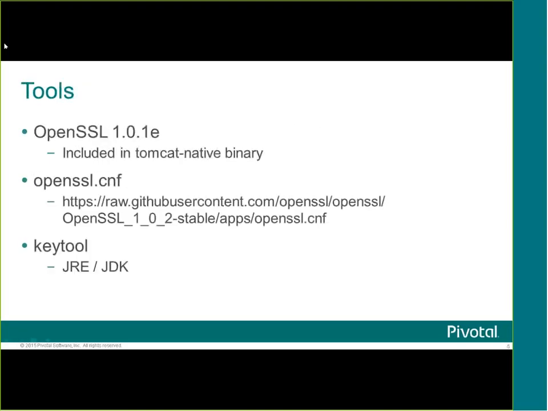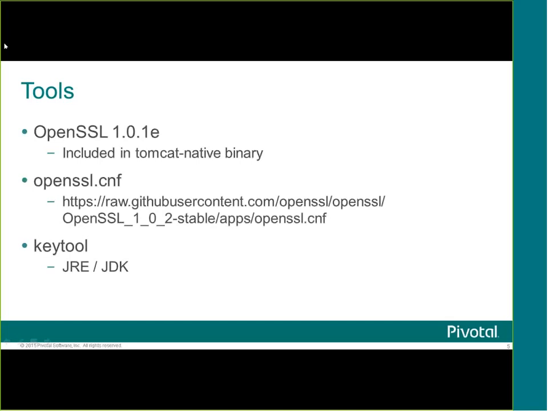So the tools I'm going to be using today, mostly I'm going to be using OpenSSL. I'm using 1.0.1e, which is the latest stable binary. You can download it via the OpenSSL website. It's included in the Windows binaries downloads for the Tomcat native connector. And if you're on a Linux platform, it's probably installed on your operating system already.